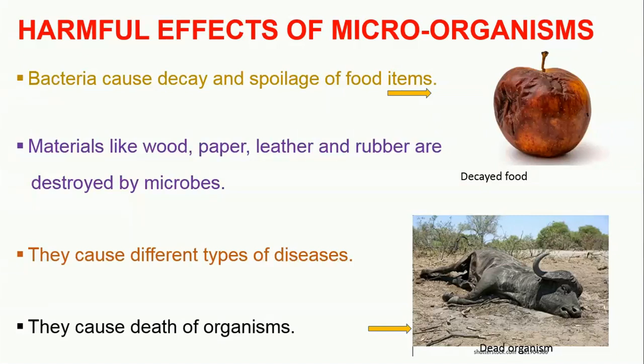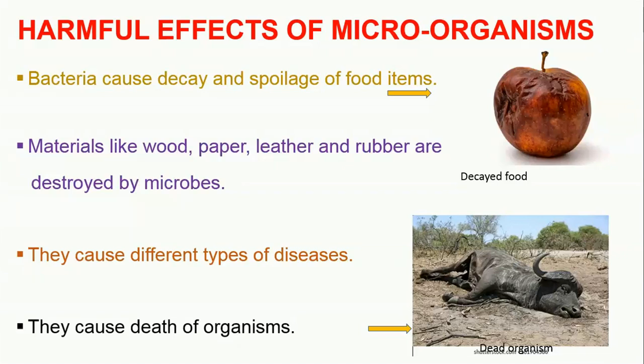Number three here is that they cause different types of diseases. We have a whole lot of diseases like cholera, typhoid, malaria. All these are caused by microorganisms. But note that not all diseases are caused by microorganisms. Now we talked about nutrient deficiency diseases. There are some diseases that are caused because of lack of certain nutrients in the body. So not all diseases are caused by microorganisms.